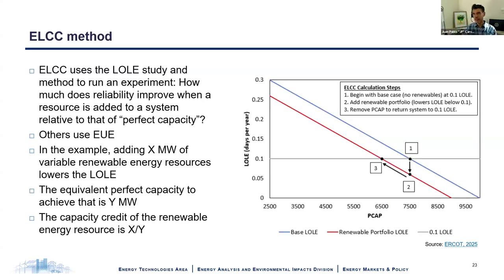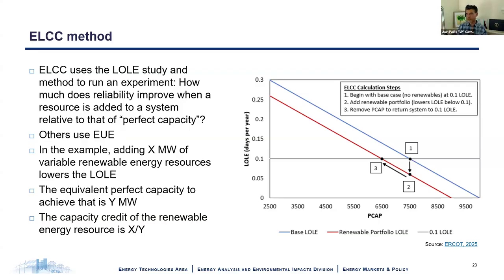The ELCC uses the loss of load expectation study, which is the typical name of the study that develops resource adequacy assessments, to run an experiment. And the experiment is: how much does reliability improve when I add a certain amount of a resource to a system, compared to if I added what's called a perfect capacity resource? A perfect capacity resource is a synthetic or fictional creation in our model: if I have 100 megawatts of that resource, those exact 100 megawatts show up to serve load. This resource has no outage and has a perfect ability to generate. It's useful as a benchmark because I can compare any other resource against that perfect capacity and establish a ratio.